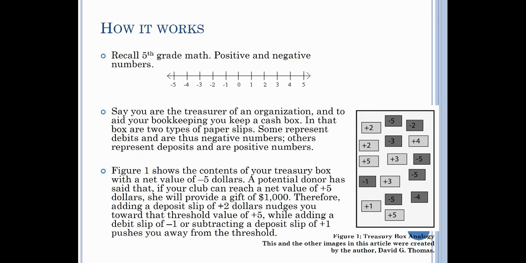The figure on the right shows the content of your treasury box with a net value of negative $5. Right? A potential donor has said that if your club can reach a net value of plus $5, she will provide a gift of $1,000. Therefore, adding a deposit slip of positive 2 nudges you towards that threshold value of positive 5. While adding a debit slip of negative 1 or subtracting a deposit slip of positive 1 pushes you away from threshold.